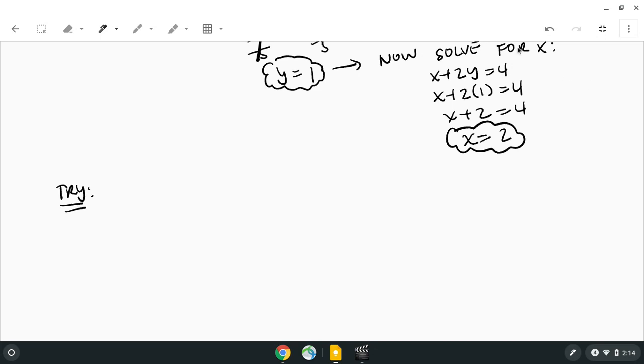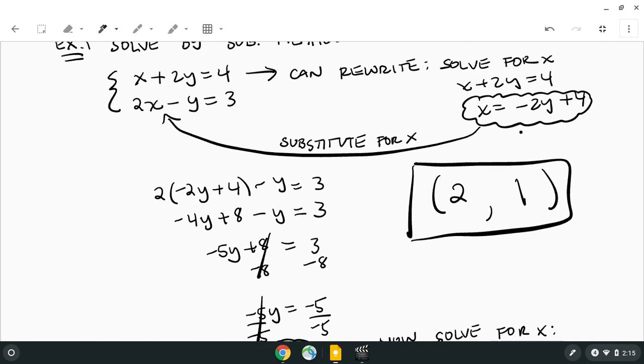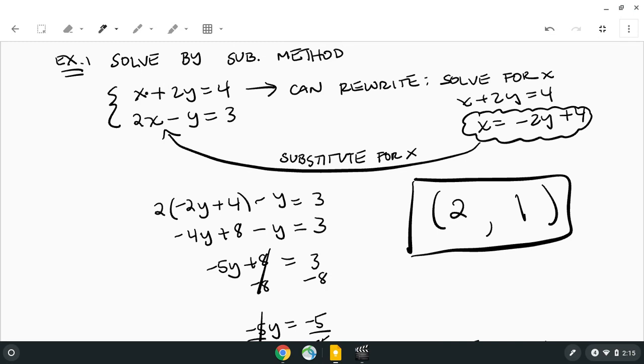And remember, you can always check your solution. Let's go back. You can always check the solution by plugging it into your system. 2 plus 2 times 1 equals 4. Yes, that works. 2 times 2, that's 4. Minus 1, that's 3. Yes, okay. So you can always check to see if your answer works in your system. It should satisfy all of the equations that are in your system.